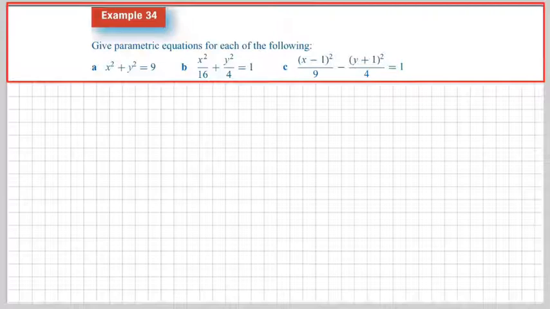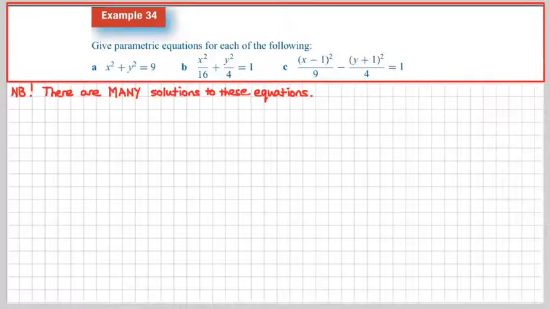Okay, example 34 now. This says we've got to give parametric equations for each of the following. Now, this means we're going backwards now. We're going back from Cartesian back to parametric. Now, this is pretty interesting because whilst you go from parametric to Cartesian, you'll only get one Cartesian possibility, but it doesn't work the other way. There are many solutions, many parametric ones, in fact an infinite number of them, which could all give you the same Cartesian snail trail, if you like, right? Just the x and the y on the one graph.